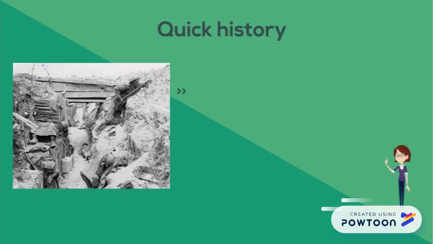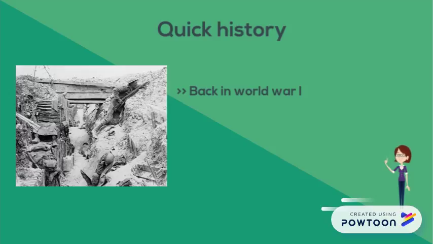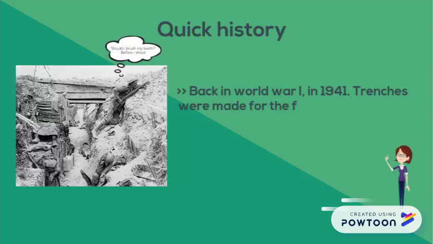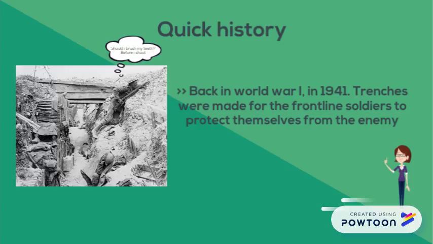Back in World War I, in 1941, trenches were made for the front-line soldiers to protect themselves from the enemy. Life in the trench is a very stressful and unhygienic place to live, but this is the only way for the soldiers to be safe.